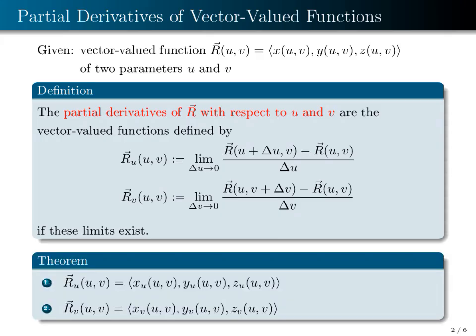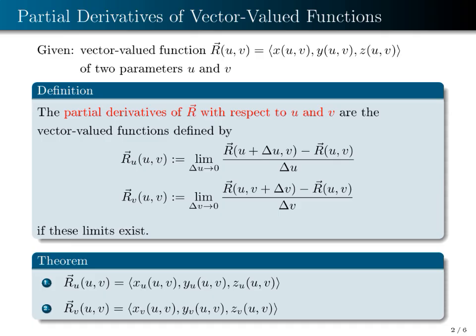The following theorem, which is easy to show, states that the partial derivatives of r with respect to u and with respect to v can be obtained, respectively, by taking the partial derivative of each component function of r with respect to u and with respect to v. That is, r_u of u,v equals x_u of u,v, y_u of u,v, z_u of u,v, and r_v of u,v equals x_v of u,v, y_v of u,v, and z_v of u,v.